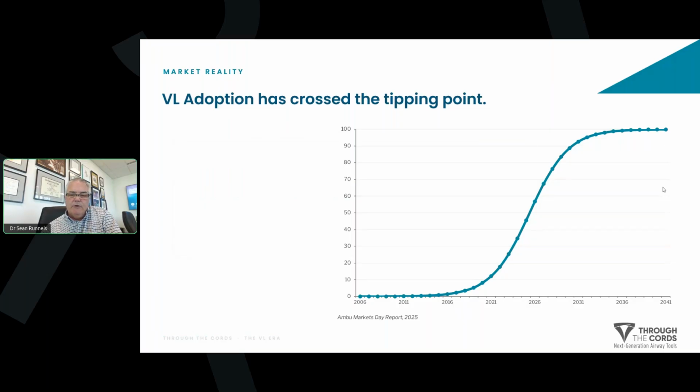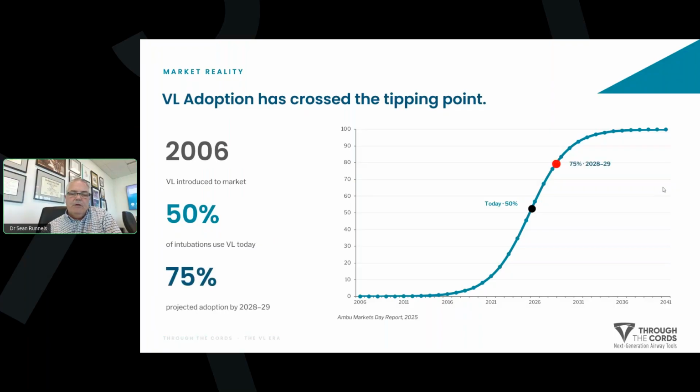This is an AMBU Market Day report, and this is the video laryngoscopy adoption curve, and we have crossed a tipping point. Video laryngoscopes were introduced into the market in 2006. We're now at about 50% of intubations done worldwide with a video laryngoscope. In 2028 and 2029, 75% will be done if we stay on this curve, and I don't see any reason that we won't stay on this curve. And that's an important number, but we'll discuss why a little bit later.